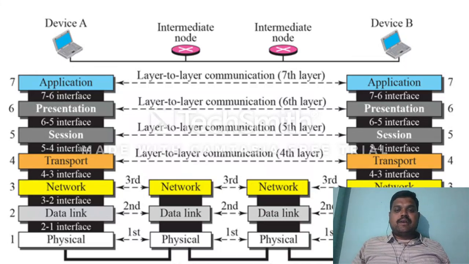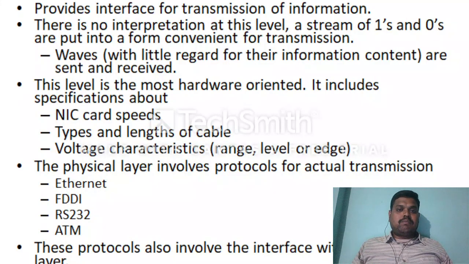So as I said, layer to layer communication is nothing but the application layer of device A can directly communicate with the application layer of device B. Only the identical layers can communicate. You can transfer the data from the application layer to the presentation layer. Next we will discuss all the layers one by one. First one is the physical layer.